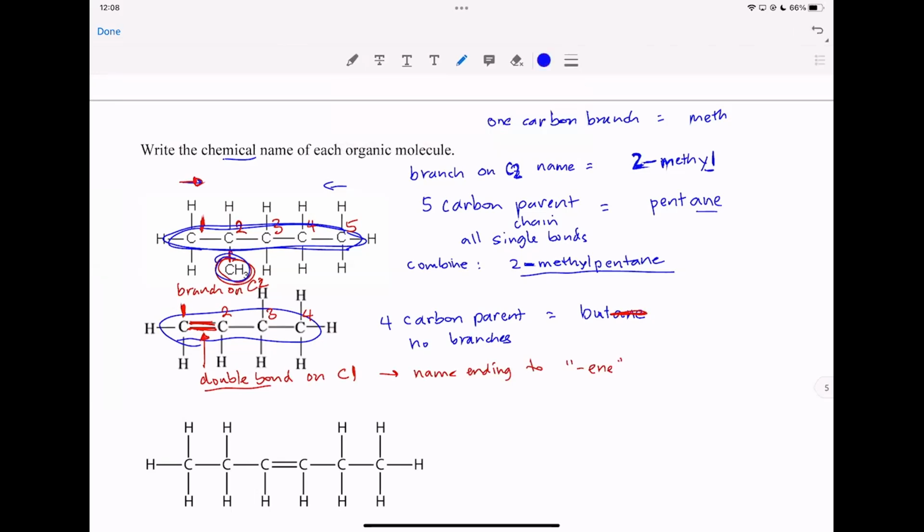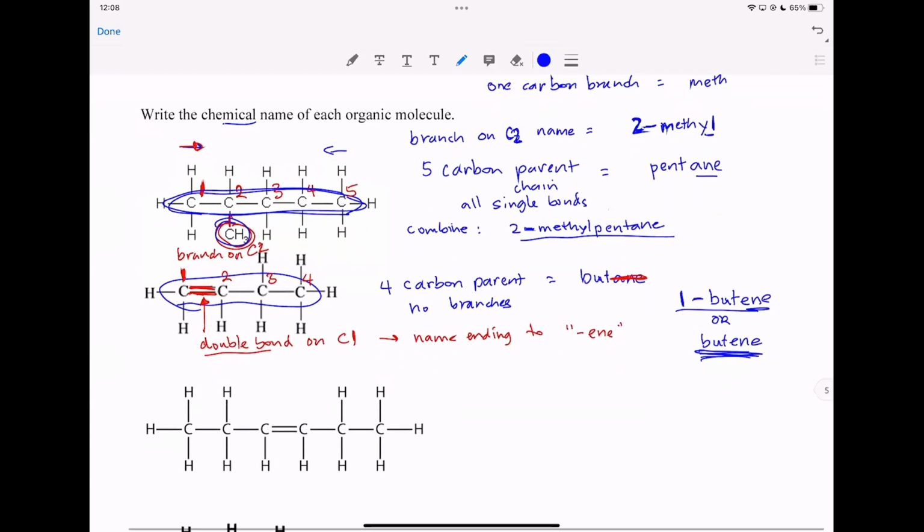So this would become the location of the double bond is 1, and this but we keep B-U-T and change the name ending to E-N-E. Now, because you can get rid of ones, this actually is normally just called butene without the 1. So you can put ones in, you could take ones out. That's true of chemical formulas and also true of chemical names. Okay, so this would also be the name 1-butene or butene without the 1.